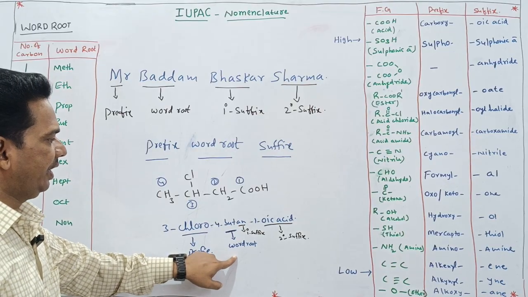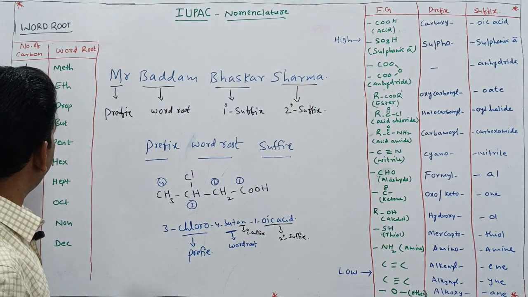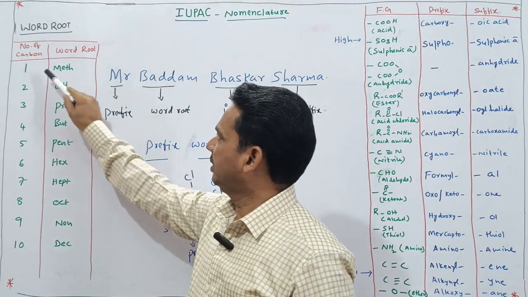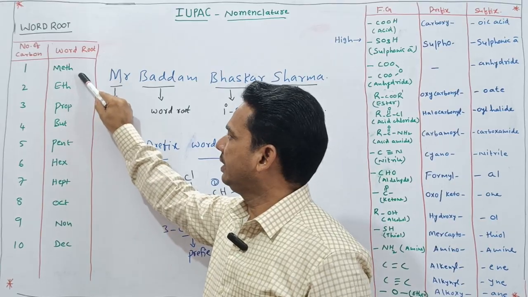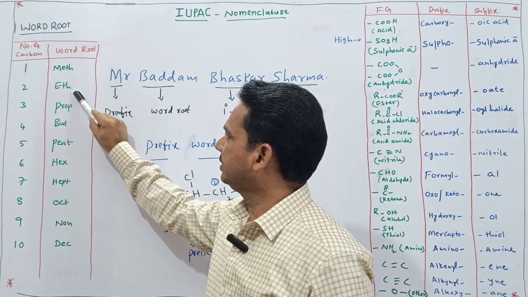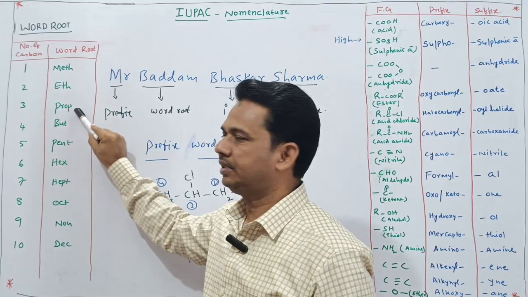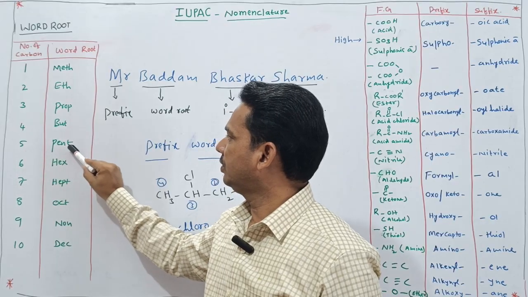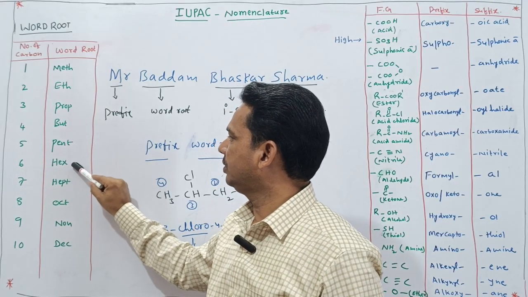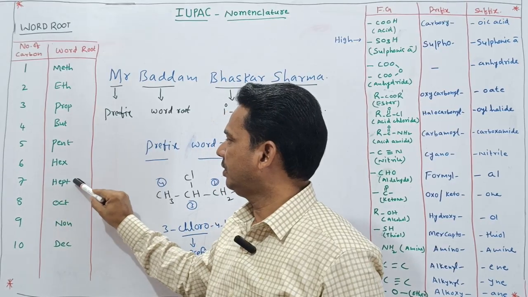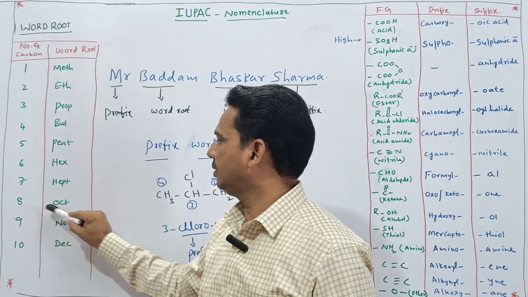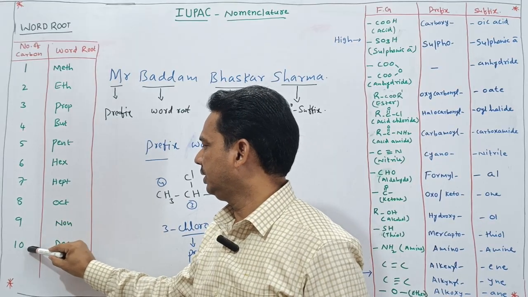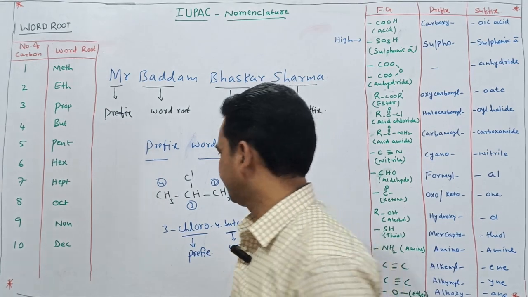The word root we are deciding based on the number of carbons. Here you can see, one carbon, the word root is meth. Two carbons, word root is eth. Three carbons, prop. Four carbons, but. Five carbons, pent. Six carbons, hex. Seven carbons, hept. Eight carbons, oct. Nine carbons, non. 10 carbons, dec.